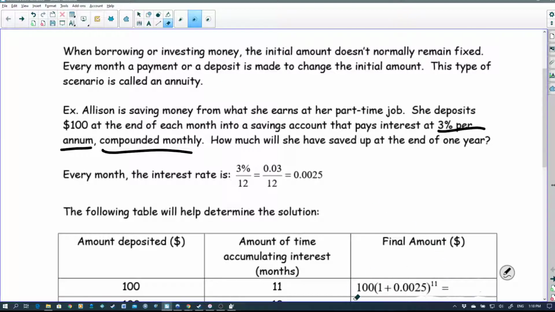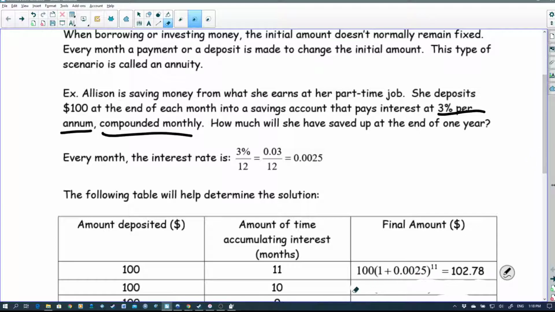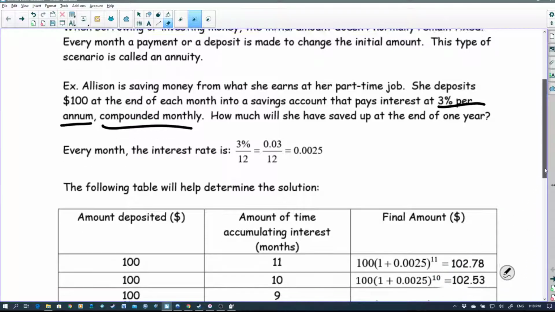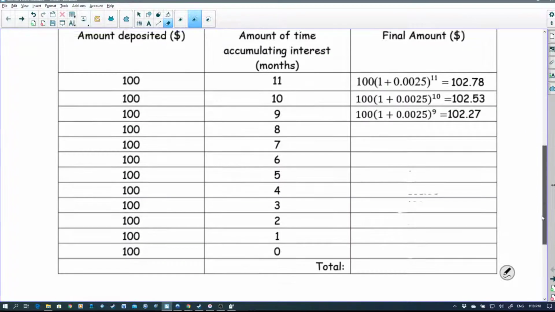So that $100, and notice that this is just the compound interest formula, principal times 1 plus i to the n. So we're using the compound interest formula for these annuities. And that $100 will gain $2.78 in those 11 months in interest. Now, if we go to the next month, that one's only going to have from March till the end of the year to gather interest. Therefore, it's going to gain less interest, 10 months worth. And on and on and on. The next one's only going to get 9.